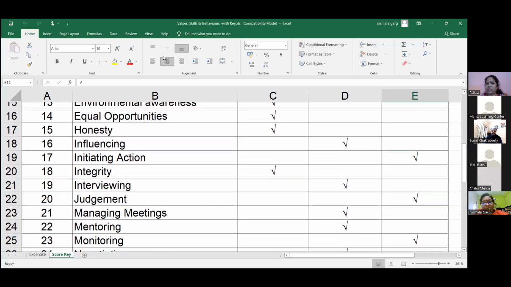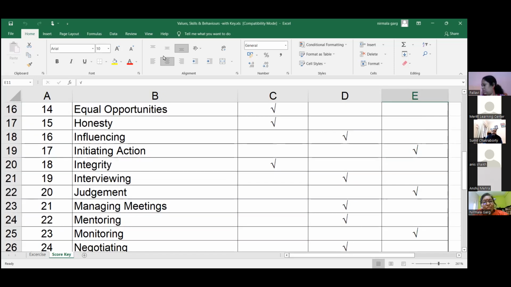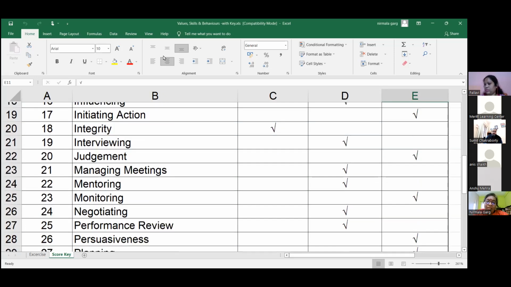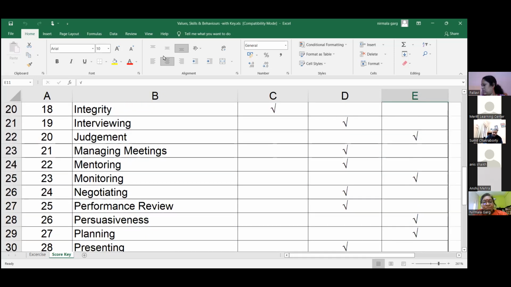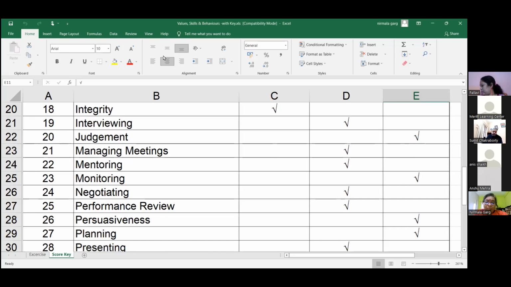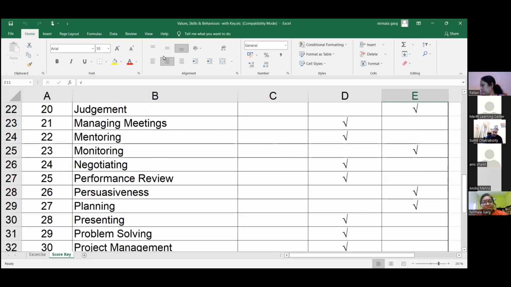Managing meetings, skill. Mentoring, skill. Negotiating, skill. Performance review, skill. Persuasiveness is a behavior, actually. Planning is a behavior. How does planning go to behavior? Planning is the skill. Nirmala?